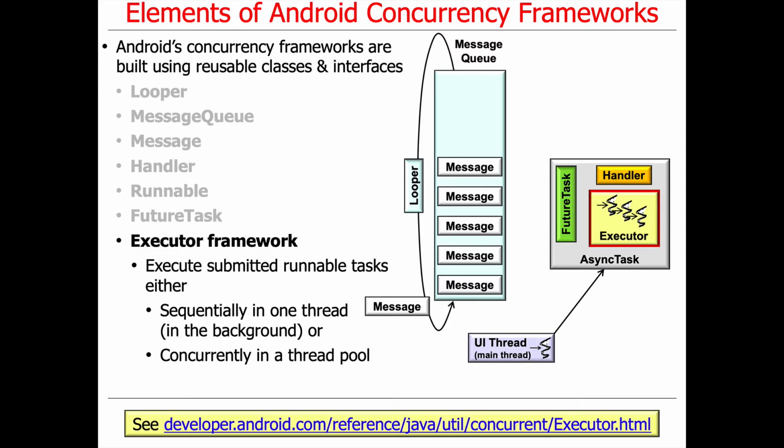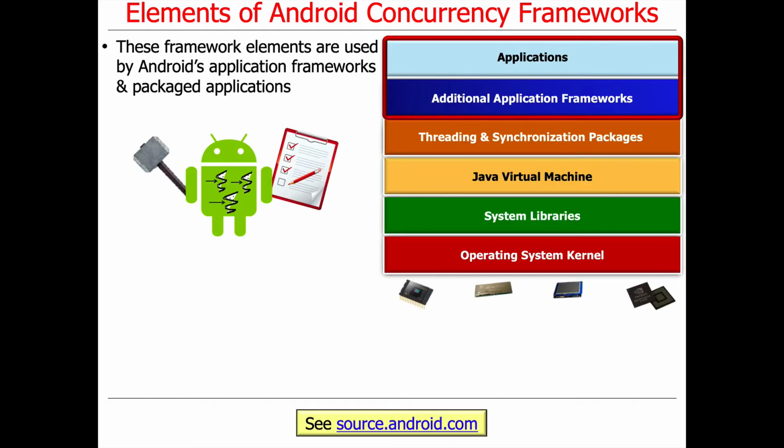The AsyncTask framework also uses the Executor framework, which we also talked about earlier in the class. And this can be used to execute submitted runnable tasks either sequentially in one thread, which could either run in the foreground or in the background, or it could also run the tasks concurrently in a pool of threads. And you can actually configure the Executor thread pool that's used by the AsyncTask framework in ways we'll talk about later. These various framework elements are used both by Android's application frameworks as well as its packaged applications.